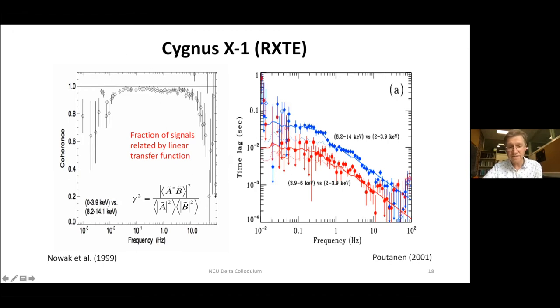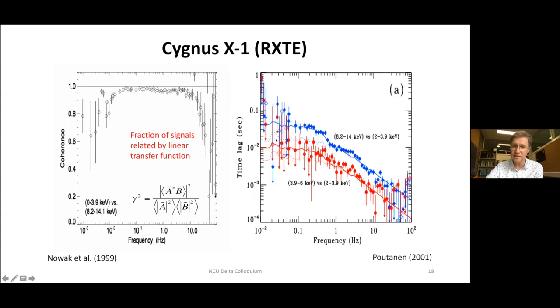But then when you go to the fastest fluctuations, those going on above 10 hertz or more, that coherence falls apart. The other thing you find is that there's a time delay between different energy bands. Different bands basically map to different parts of the accretion disk, different zones where the temperature is different, and you find there are time delays. And some of these time delays are very long.